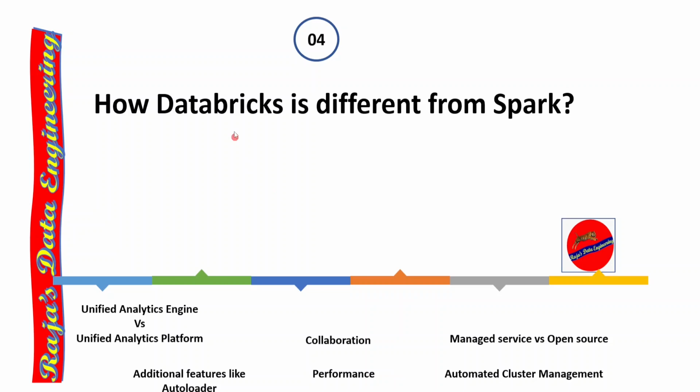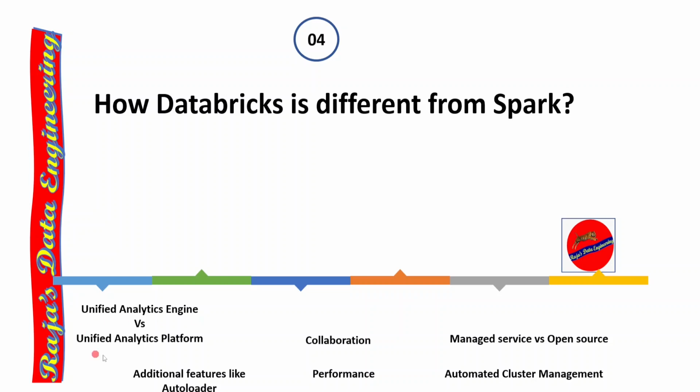While explaining the difference between these two, first we have to start with unified analytics engine versus unified analytics platform. Spark is nothing but a unified analytics engine. It can support streaming use cases, batch use cases, and also multiple different APIs like DataFrame, DataSet, RDD, and multiple programming languages. So Spark is a unified analytics engine.